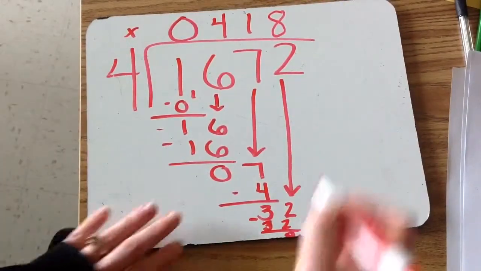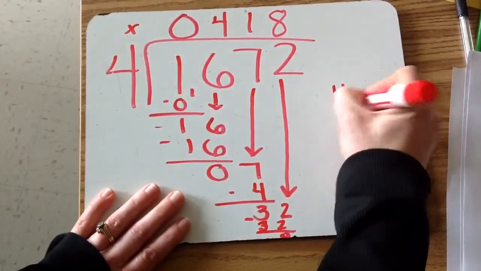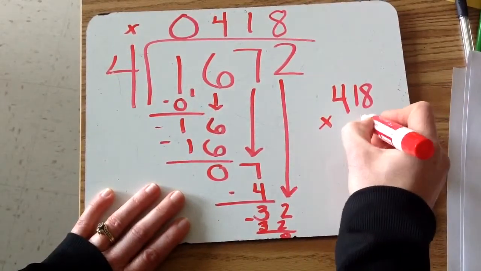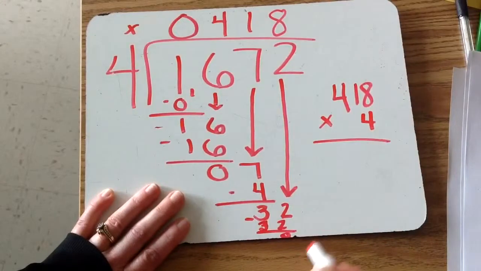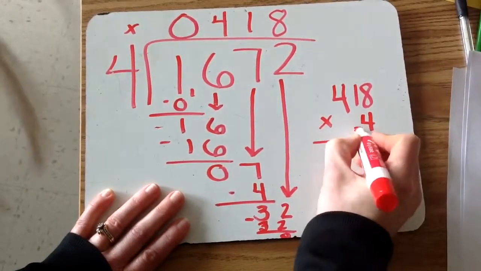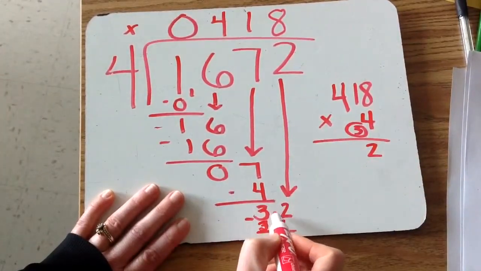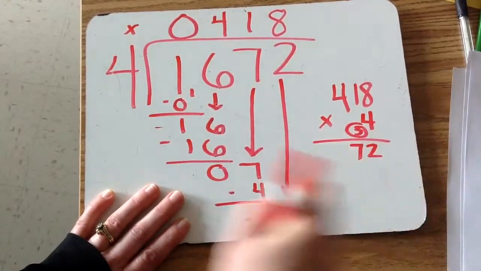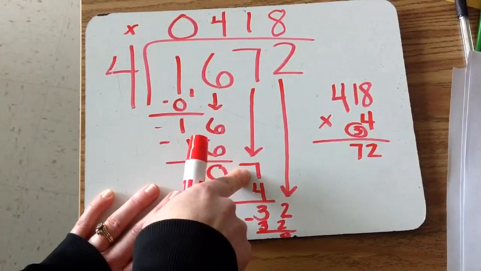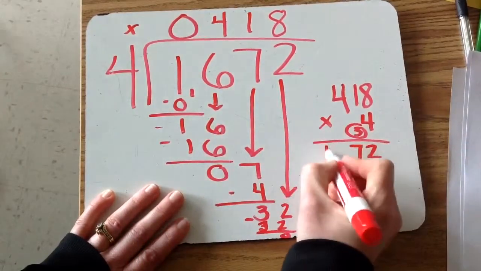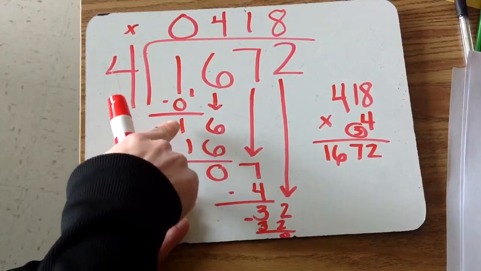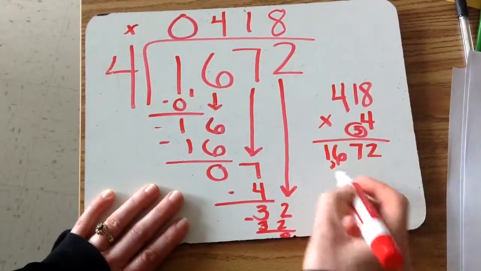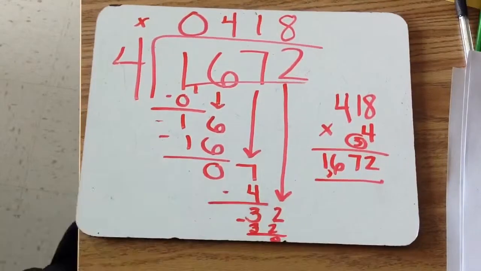My answer is 418. So when I multiply this out, I multiply 418 as my quotient times 4 groups. 4 times 8 is 32. Oh my gosh, look, that's right there. 4 times 1 is 4, plus 3 more is 7. Oh my gosh, that's right there. 4 times 4 is 16. Oh my gosh, that's right there. Look at that. Every little part was in here. And that is the same.